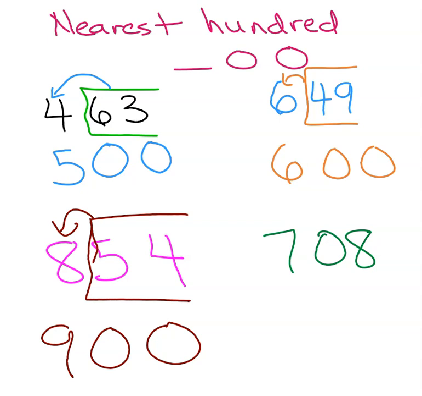So for 708, we're going to start the same way we started every other question. We look at the last 2 numbers and we mark them off. And so we look at the 08. 8 is not up to 50, so we're going to round down. So that means 7 is going to stay the same, and then we have 0, 0.